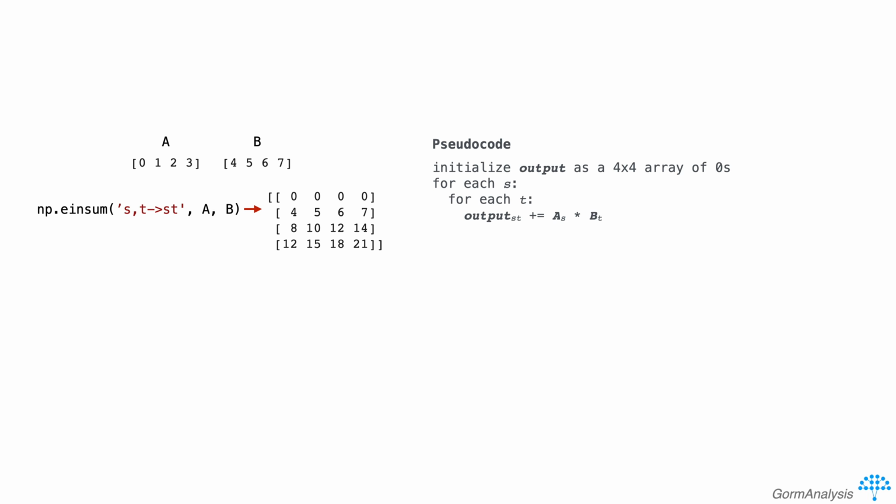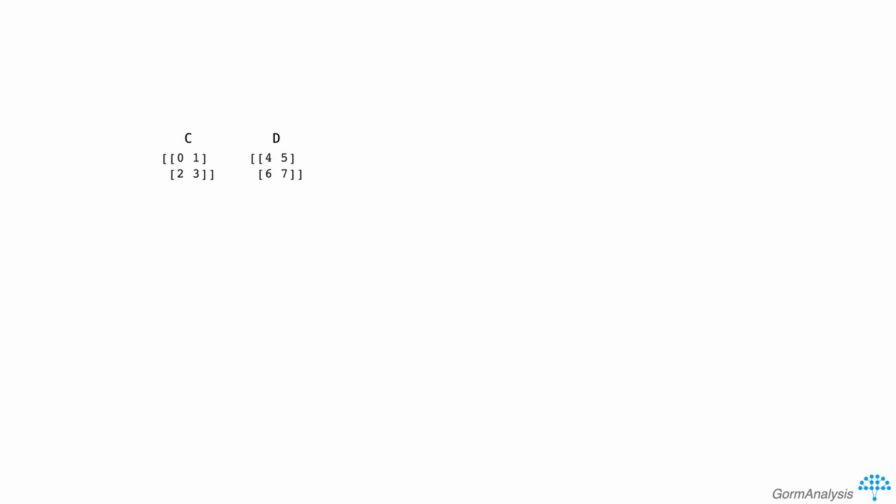Einsum really starts to shine in 2 dimensions. Let's make 2x2 arrays C and D. If we do an einsum like ij, ji goes to nothing, we get back 37. Before we write out the pseudocode for this one, let's dissect the subscript string and what it tells us.